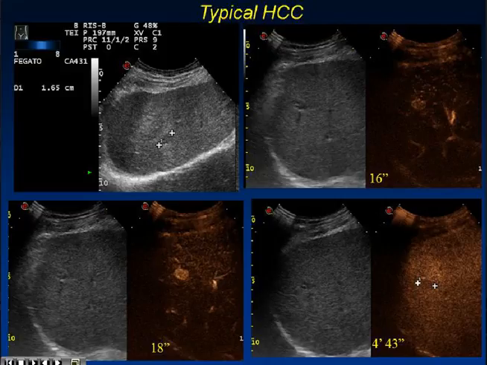And the second point is that for hepatocellular cancer, you have to wait more than 3 minutes. So the washout takes place, but it takes place slowly, and usually with metastasis, they are dark already at 2 minutes. For liver cancer, you have to wait 3 or 4 minutes to assess whether there is washout or not.